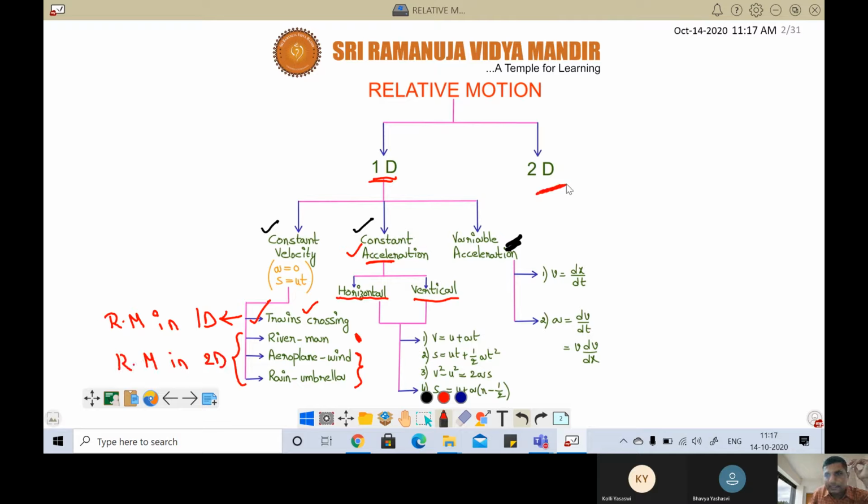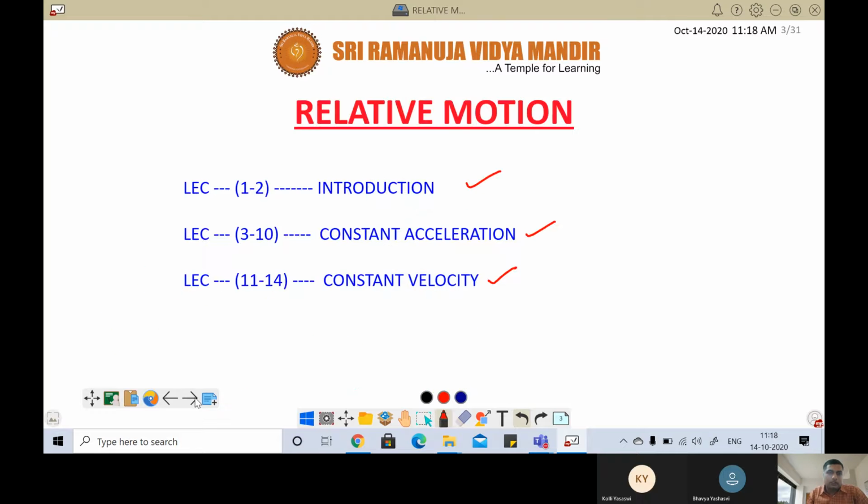We are covering it here because these come under the category of constant velocity. That means in these problems when velocity is given, suppose 2 meters per second, we have to assume that it is a constant velocity. Constant velocity means acceleration is 0. And acceleration is 0 means we have only one equation: s = ut + (1/2)at², a is 0, so only s = ut. So until now I have covered: 1 to 2 introduction, 3 to 10 constant acceleration, 11 to 14 constant velocity.